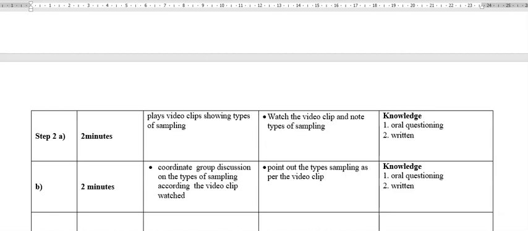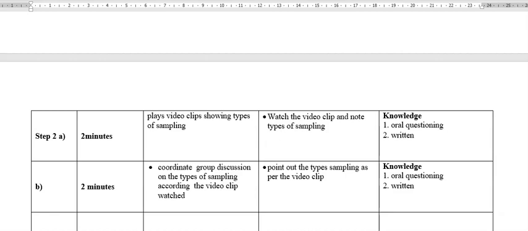The second one is the systematic sampling. This is the type of sampling where members are chosen at regular intervals. The third one is the stratified sampling. This type of sampling involves dividing the population into subpopulations. The fourth one is the cluster sampling. So this is the type of sampling where groups of individuals are selected randomly. That's all about the probability sampling.